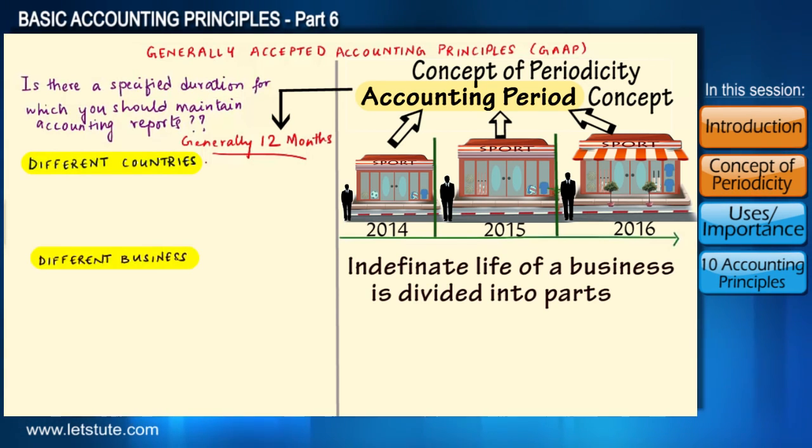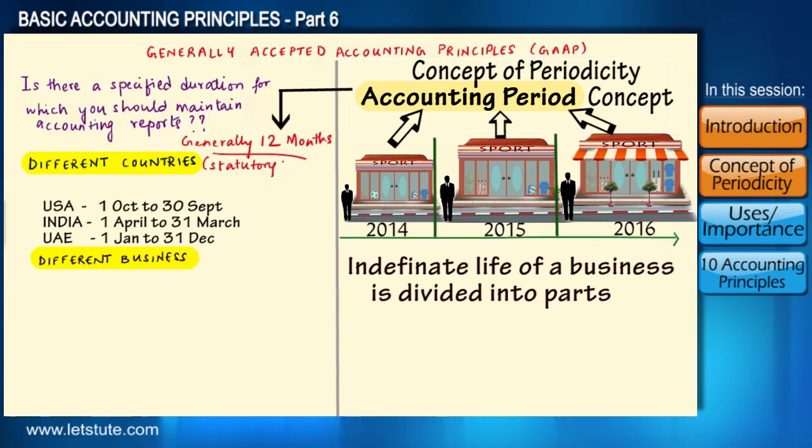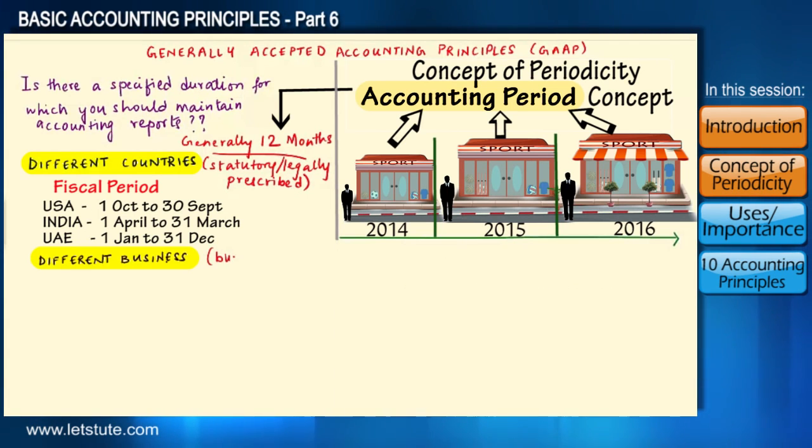Most of the time, organizations choose to go with the statutory prescribed period in their country, which is also called a fiscal period, because they need to consider that period for tax and statutory purposes. Statutory meaning legal. Many other businesses like to keep a different accounting period due to business-specific reasons.